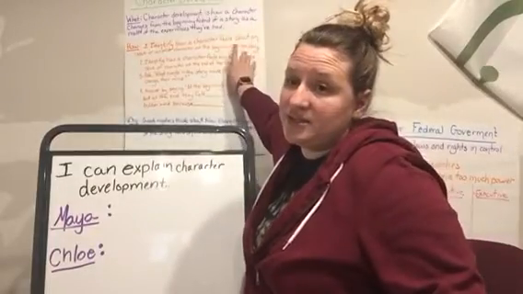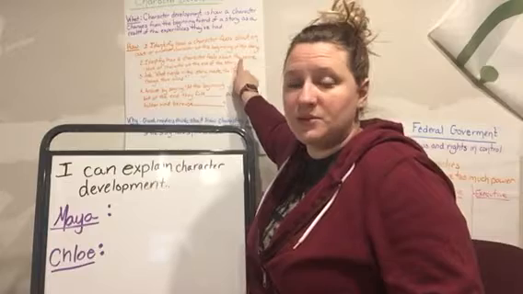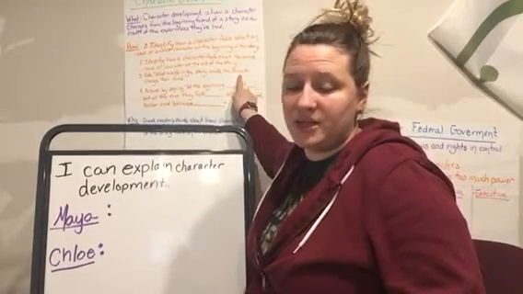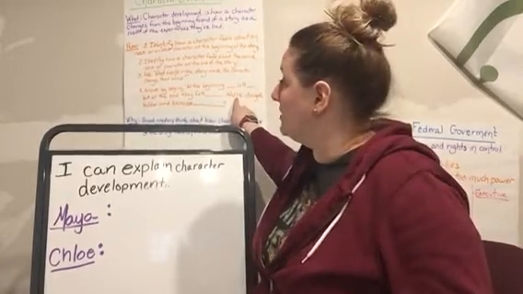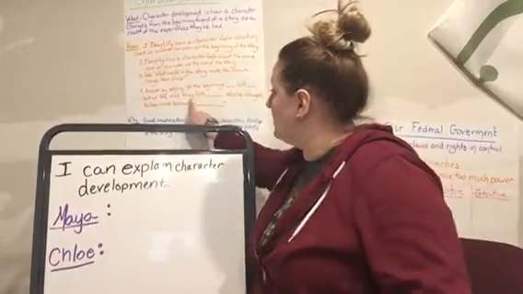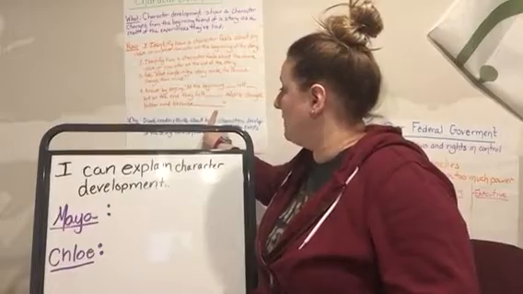How do we find it? Step 1, we identify how the character feels at the beginning of the story. Step 2, we identify how they feel at the end. Step 3, we ask ourselves what made them change their feelings. And then step 4, we can write our answer by saying, at the beginning, blank felt blank, but at the end, they felt blank. He or she changed his mind because blank.